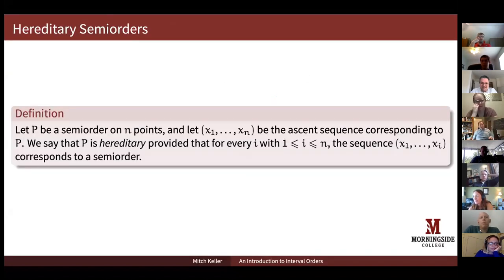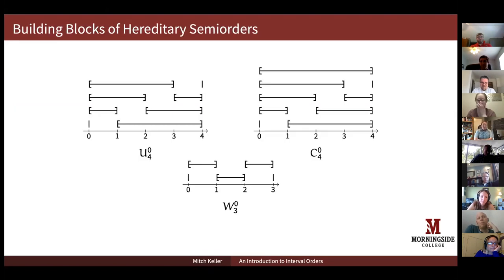So Stephen Young and I called the ones where you never leave being a semi-order hereditary. Every step of the way, you're a semi-order. Like, these are nice, but computer scientists use words like nice and good when they describe things, and I try not to, so we called them hereditary. And we were actually able to prove that hereditary semi-orders are built of things that look like this, with some rules for how we can put them next to one another.